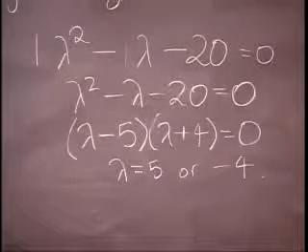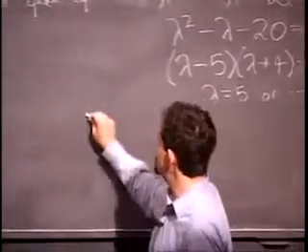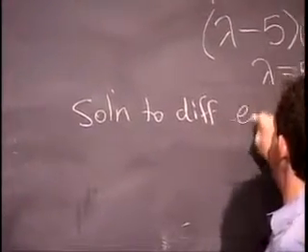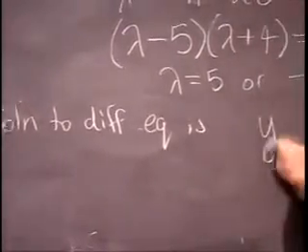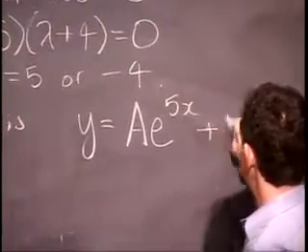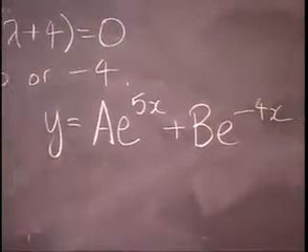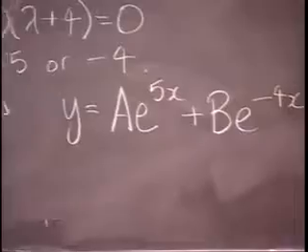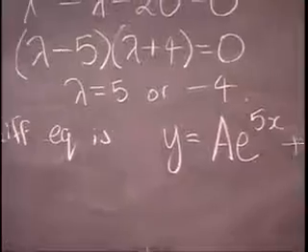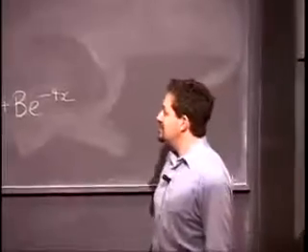So what? Well, amazingly, this means that the solution to the differential equation, the original one up at the top of the board, is y equals some constant A, e to the 5x, plus B, e to the minus 4x. Where did these numbers 5 and minus 4 come from? There they are. The roots of this characteristic quadratic equation are exactly the multiples of the x in the exponents. Bizarre.